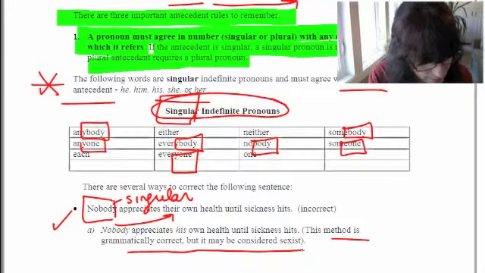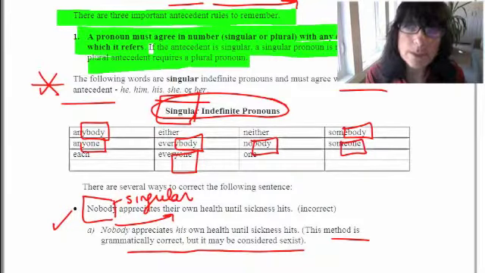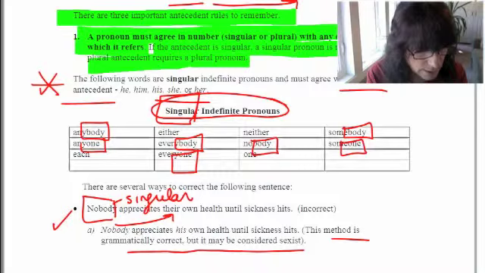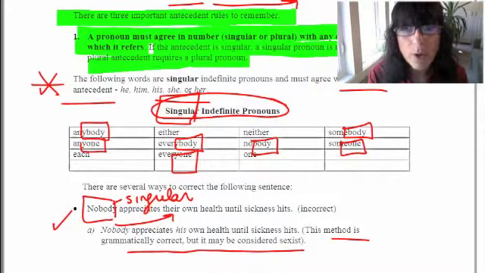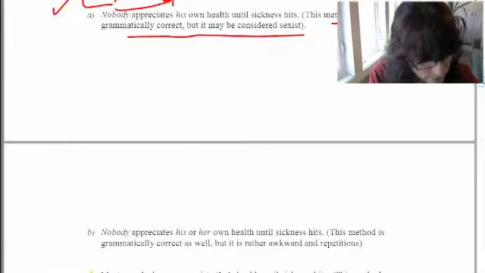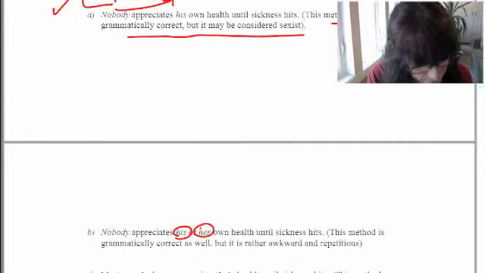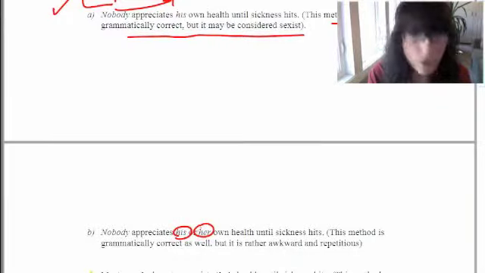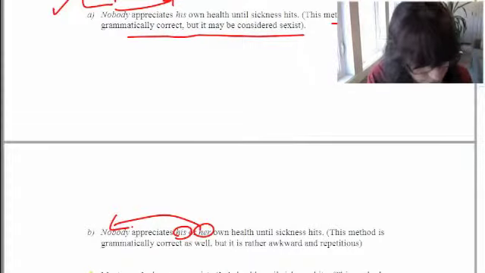But this method, it's grammatically correct, but it could be considered sexist language. And if you're not sure what sexist language is, if you look at my video on the use of language, the use of gender bias language and sexist language is outlined in that video, and you should familiarize yourself with it. So what else could you say for this sentence? Well, I guess what you could say is nobody appreciates his or her, so you're using both, it's no longer sexist.